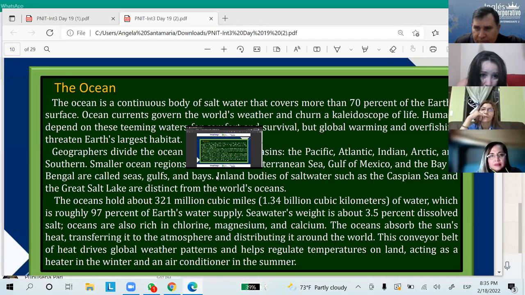Ocean currents move the world's water in a short, a kaleidoscope of life. Humans depend on this teeming world for comfort and survival.